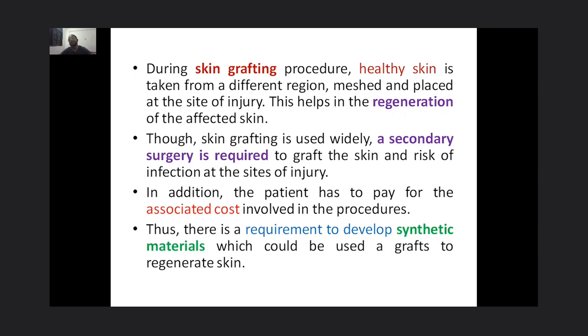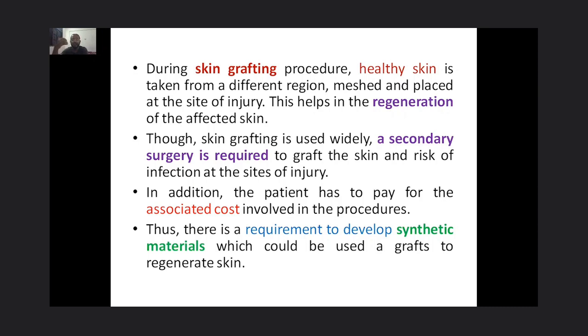So during the skin grafting procedure, what happens? Skin is taken from a different region. You take the skin from a different region of any part of the body, meshed and placed at the site of the injury. So this helps in the regeneration of the affected skin, because you are taking it from the same person. There is not much problem. Though skin grafting is widely used, a secondary surgery is required to harvest the skin, and there is a risk of infection at the site of the injury.